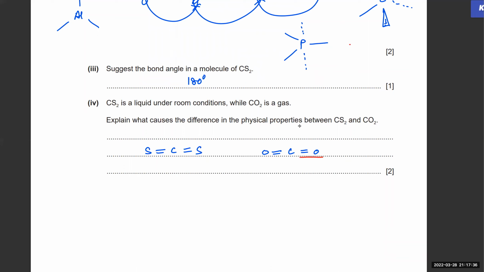When a molecule is linear, what happens? The dipoles, oxygen is more electronegative, so oxygen will try to pull electrons towards itself. The other oxygen is also electronegative, so the dipoles cancel out. Similarly, sulfur is more electronegative, so they're going to try and pull the electrons. I'll just add a thing over here.